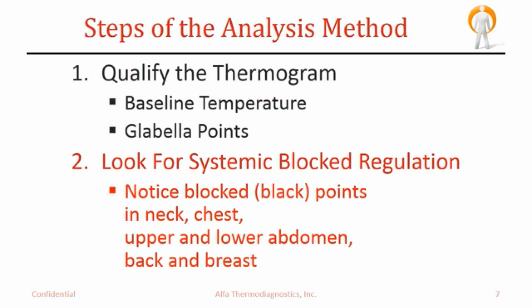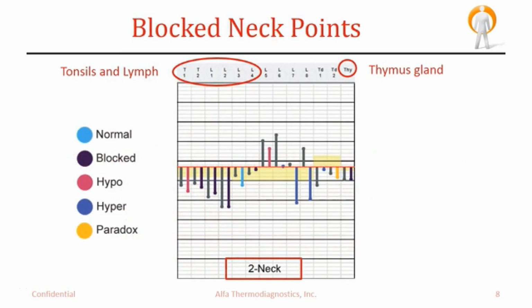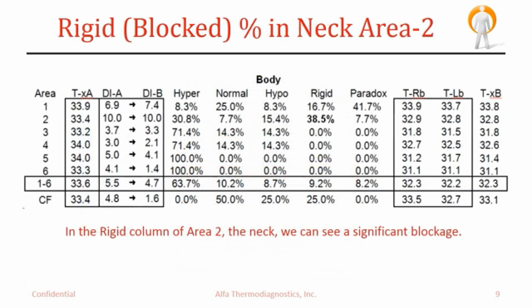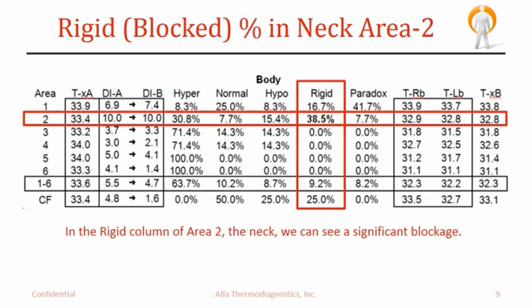Then we want to look over the whole thermogram for blocked points. Since the head has blocked points often and they don't have that much meaning, we look at other things in the head. The blocked points in this thermogram are only really in one pertinent region, which is the lymph of the neck, where we have the rigid column, and area 2, which is the neck, 38.5% blocked, which is meaningful and significant.